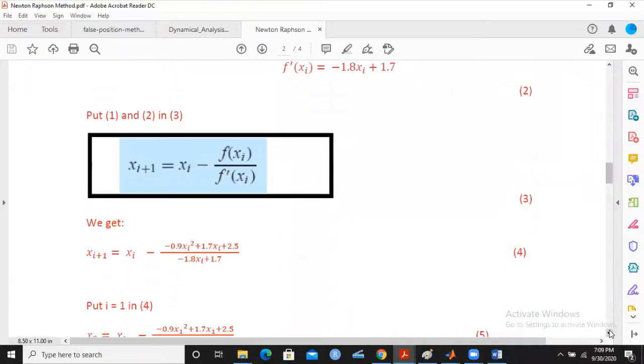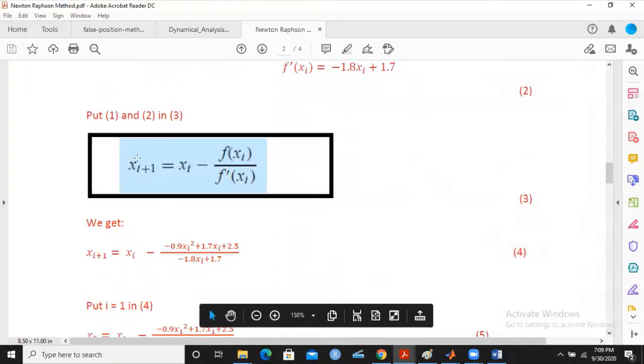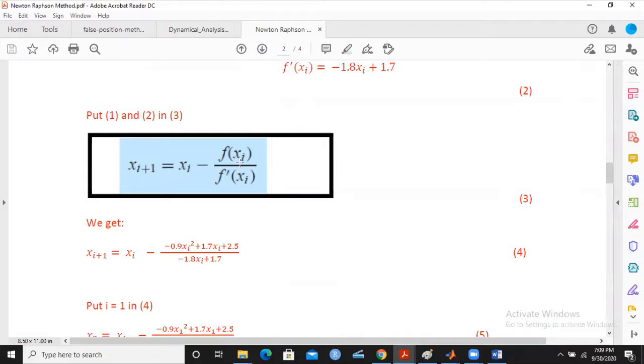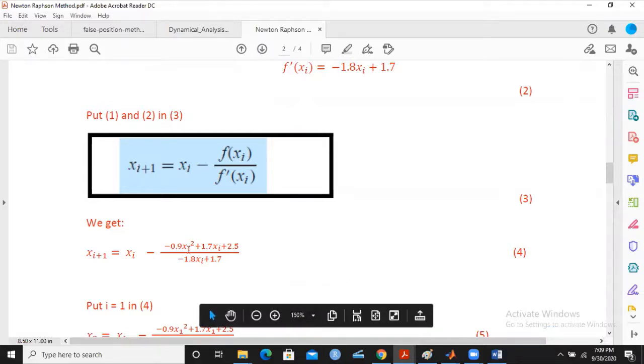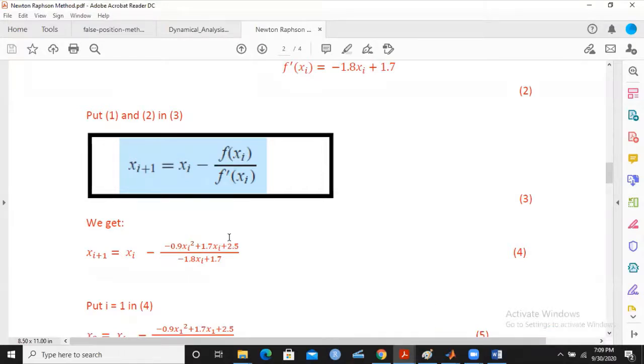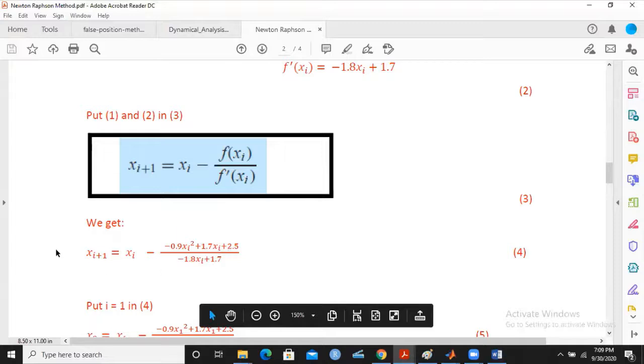Now this is the formula given to you called the Newton-Raphson formula. The function will change with every question. For this question, the function was given to you. You substitute the index i with every x, put the f of x value in the numerator and the f dash of x value in the denominator. Now your formula is ready to use: x_{i+1} is equal to x_i minus f of x_i divided by f dash of x_i.